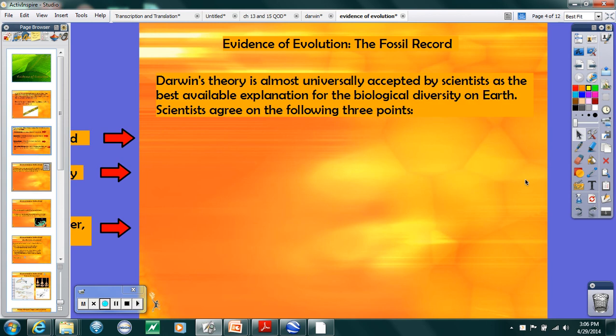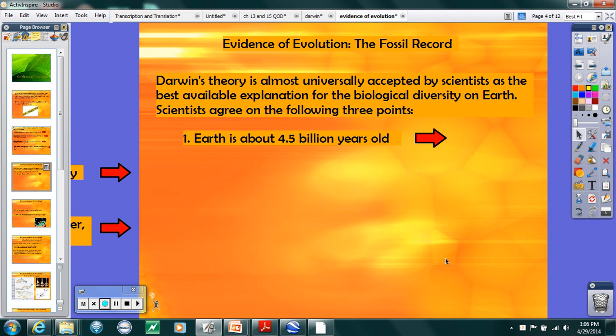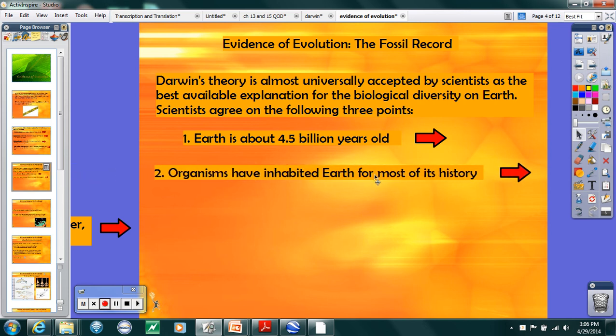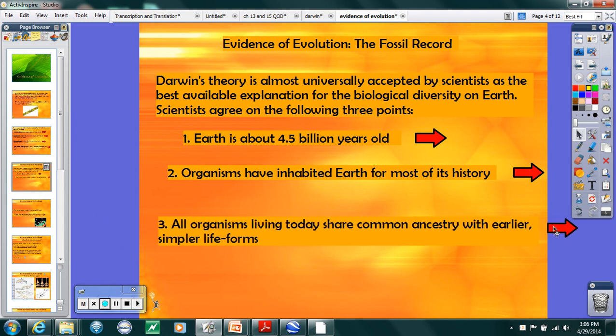Darwin's theory is almost universally accepted by scientists as the best available explanation for biological diversity on Earth. Scientists can at least agree on the following 3 points. The first one is that they say that the Earth is about 4.5 billion years old. Organisms have inhabited the Earth for most of its history. And that all organisms living today share some common ancestry with earlier, simpler life forms.